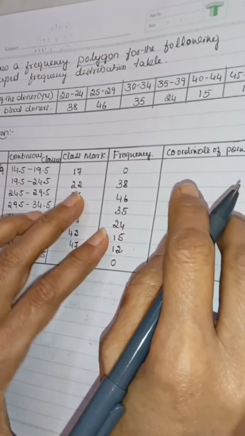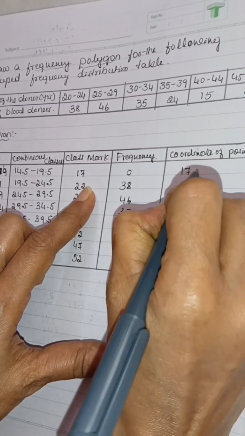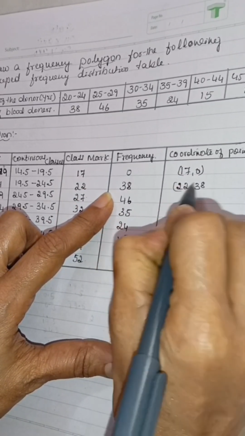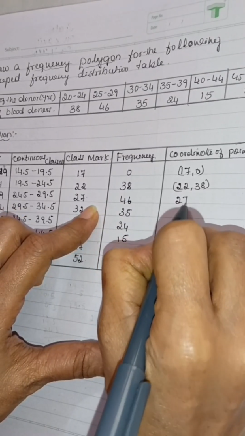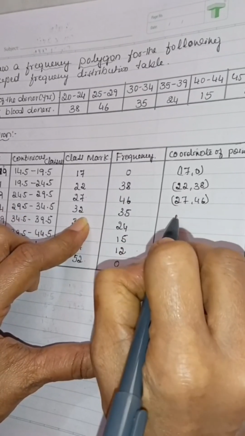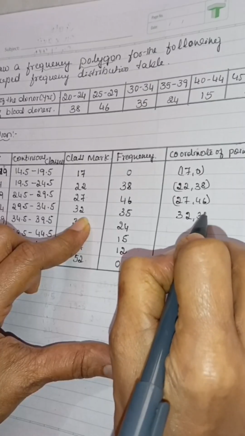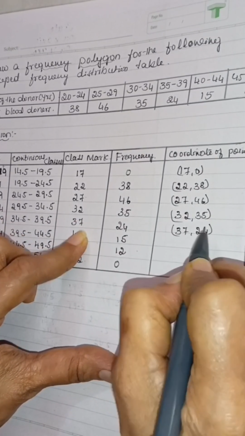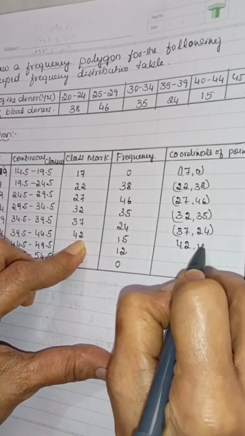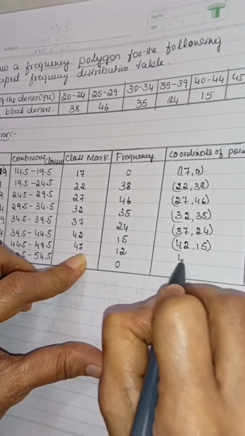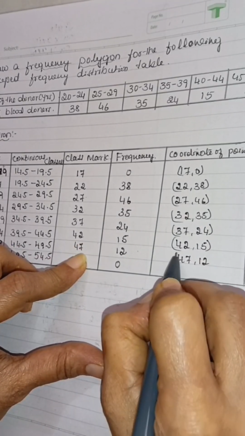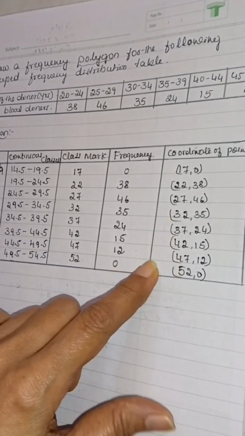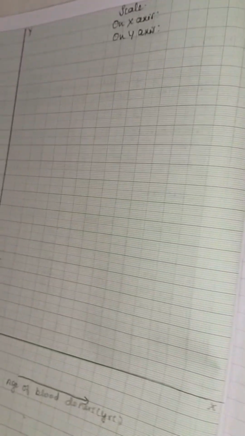Now write the coordinates. This is 17 and 0. Coordinates. This is 22, 38. This is 27, 46. This is 32, 35. 37, 24. 42, 15. 47, 12. Now 52, 0. These are the coordinates. Now we have to draw the frequency polygon.